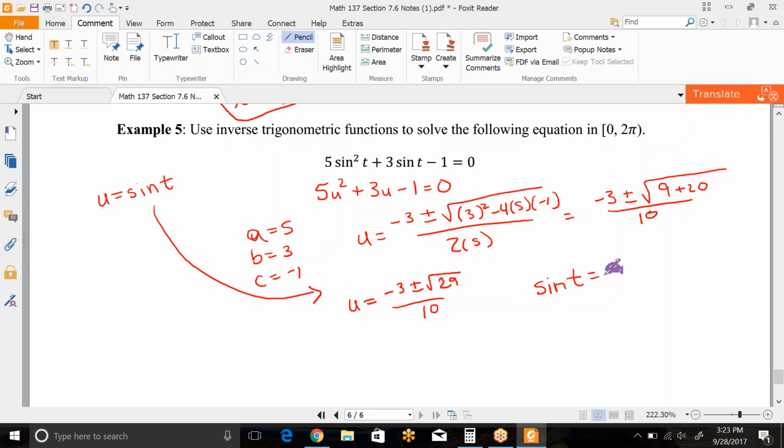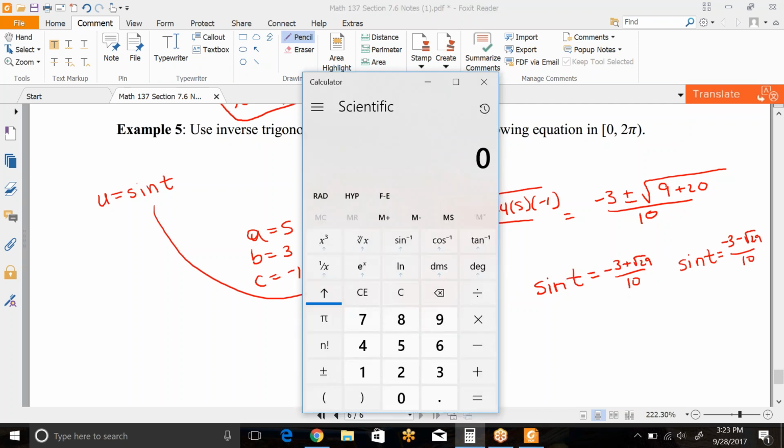Sine t equals (-3 plus the square root of 29) divided by 10, and sine t equals (-3 minus the square root of 29) divided by 10. Since these are sine functions, we need to check to make sure we're between -1 and 1 for both of these.